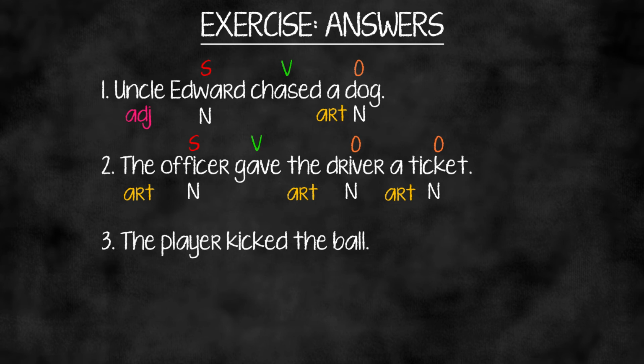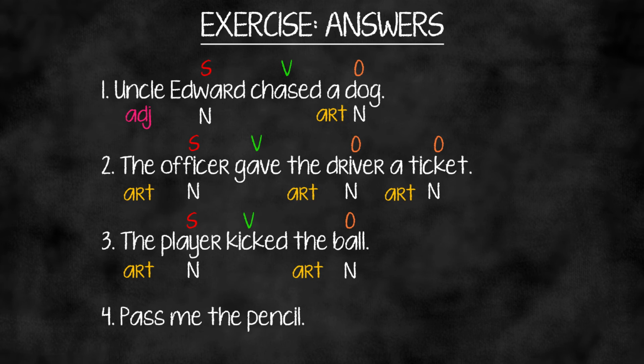The player kicked the ball. Our action, kicked. Our subject, player. Our receiver of the action, the ball, is an object. The player kicked what? The ball. We have some nouns. The modifier of player is the. The modifier of ball is the.